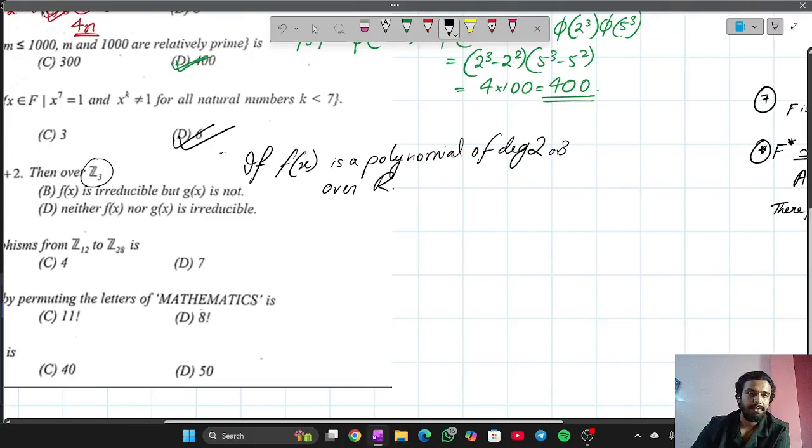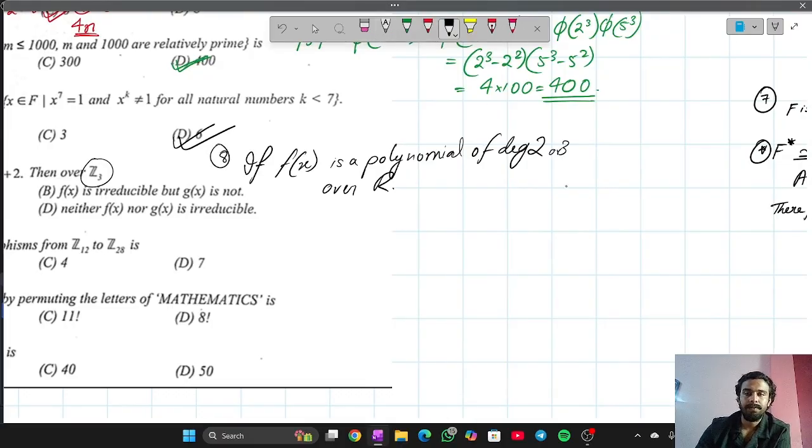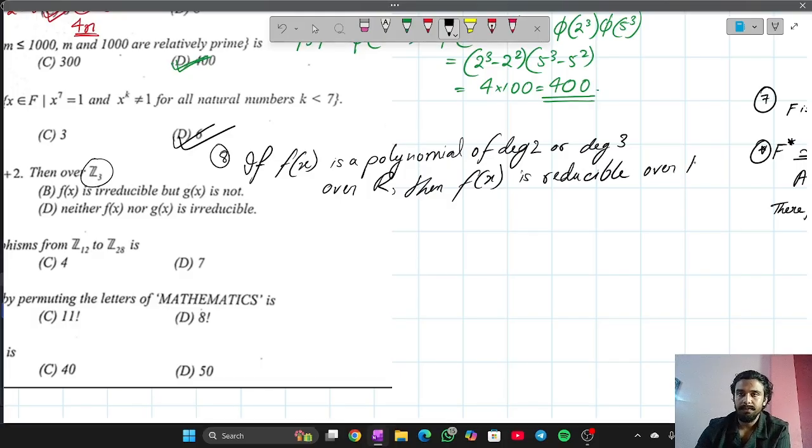This is question number 8. Degree 2 or degree 3 over R, then f(x) is reducible over R if and only if f(x) has a root in R.